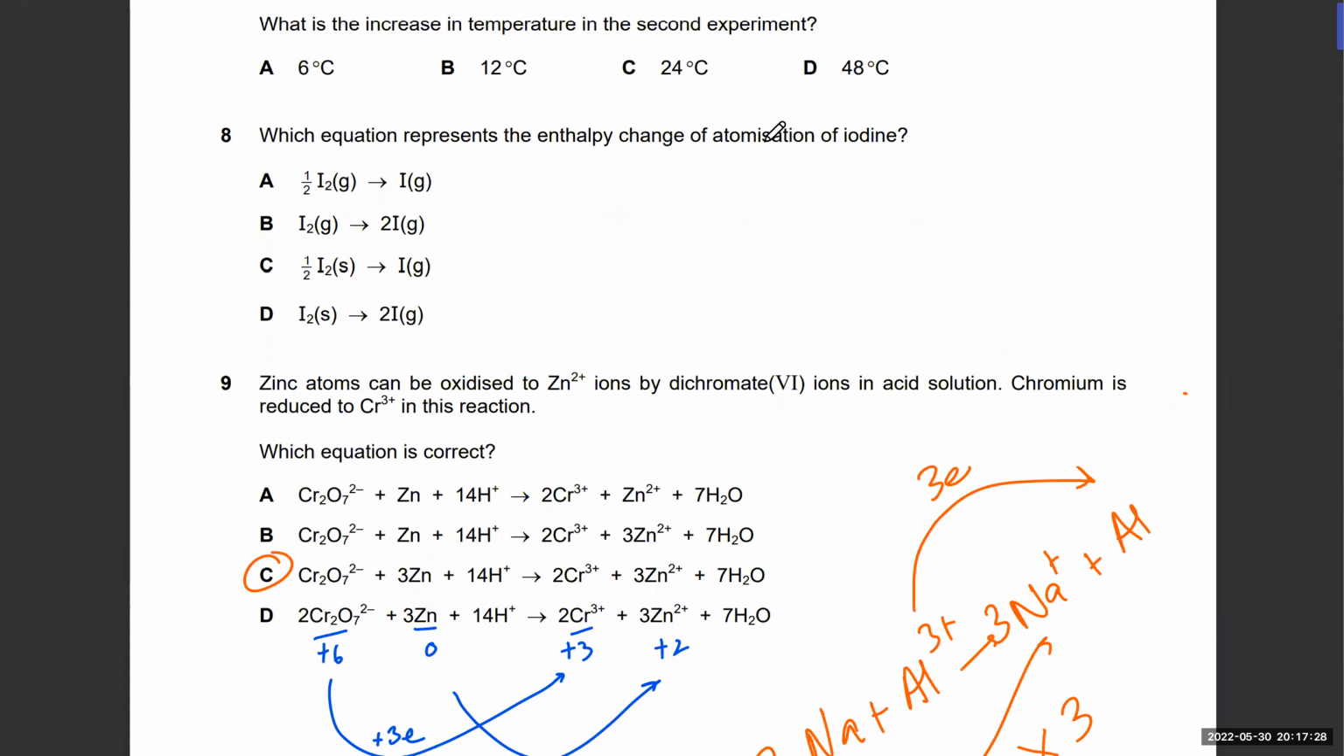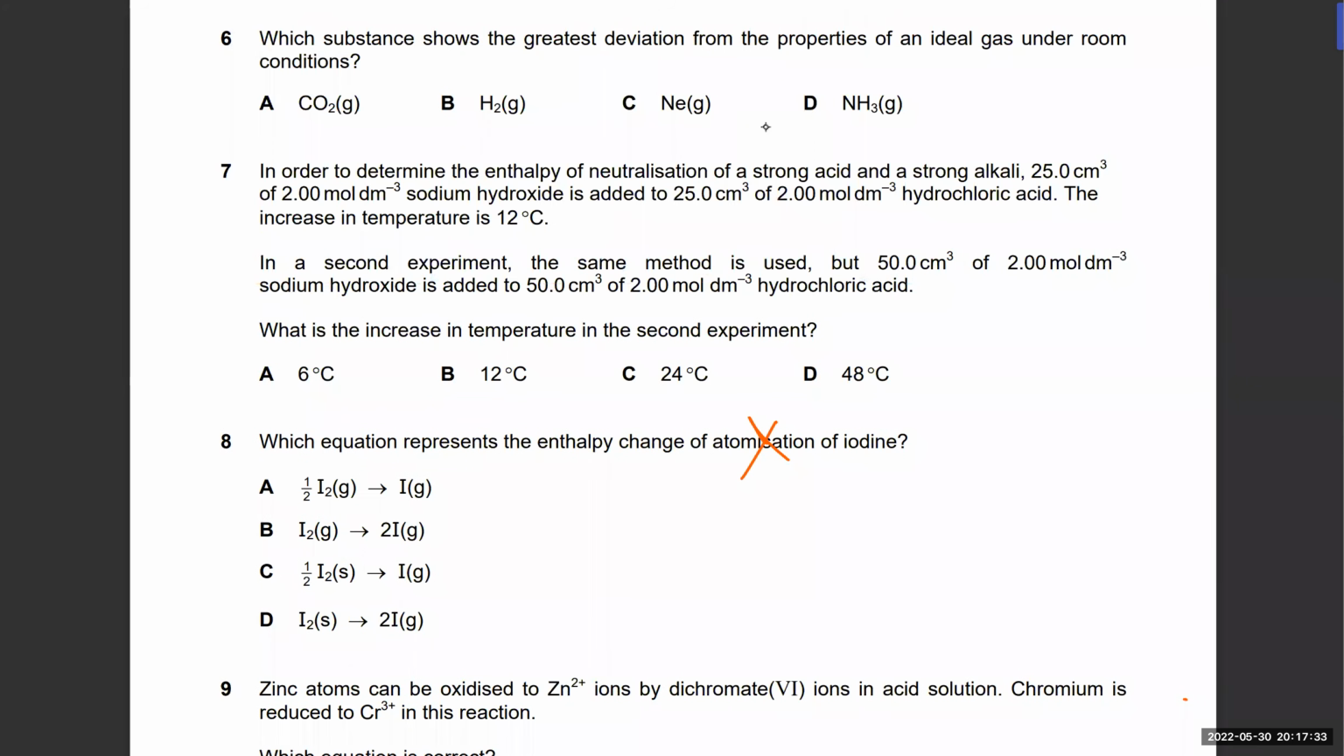So the next one, this is no longer in your course, so leave that. Atomization. As quickly, this one, mc delta T, that's NaOH reacting with HCl, right? And the temperature increases by 12. In a second experiment, the same method is used, but 50 cm³ of 2 mol per dm³ is added to 50 cm³ of this. What is the increase in temperature in the second experiment?